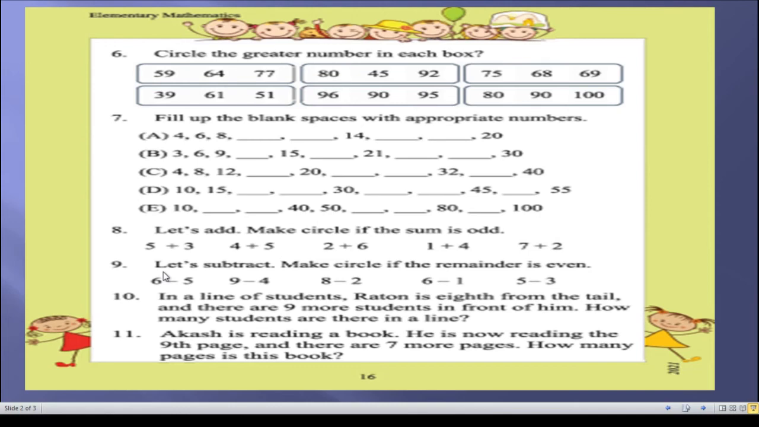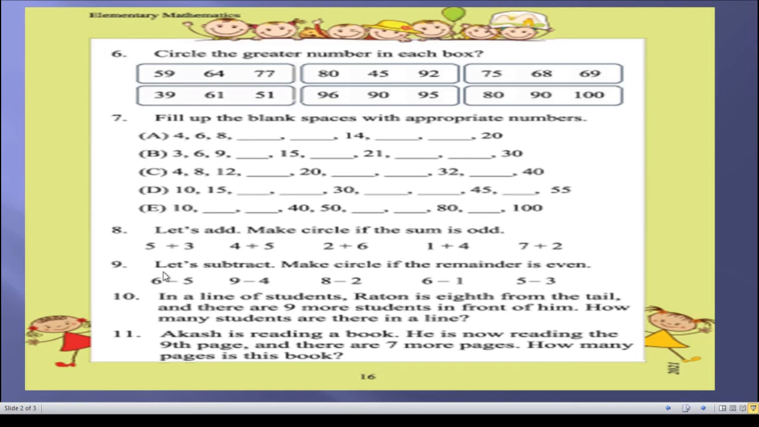The term subtract in Bengali means biyog. So make a circle if the remainder is even. Remainder means result, and even means what I mentioned in the beginning. Even means jod and odd means bijod. So here it is mentioned that if the result is even, then you should make a circle. If the answer is odd, you should not make a circle.